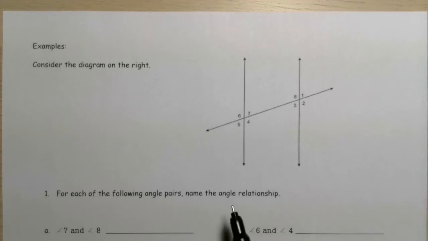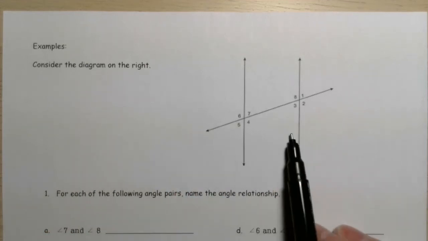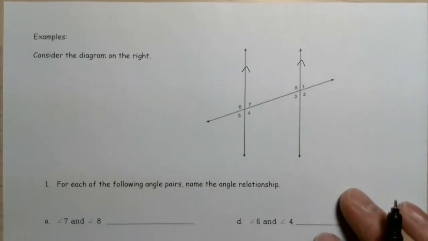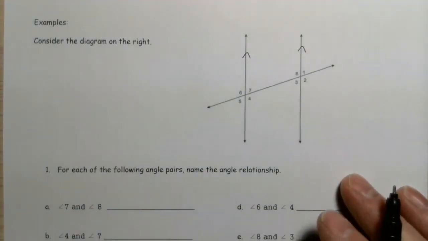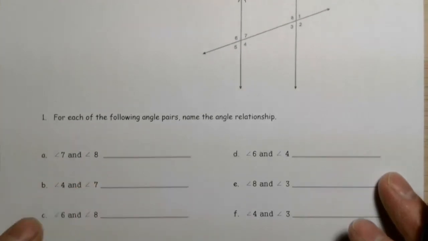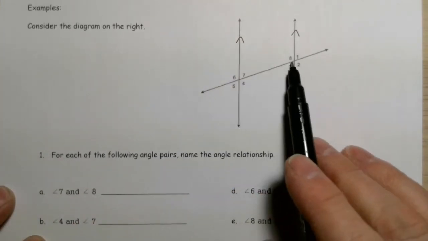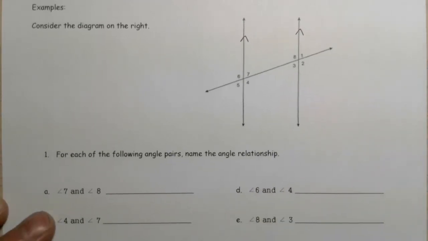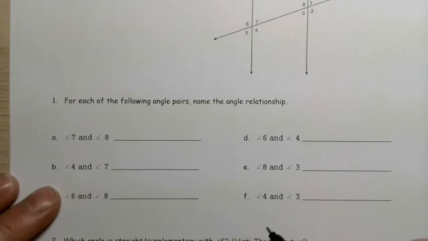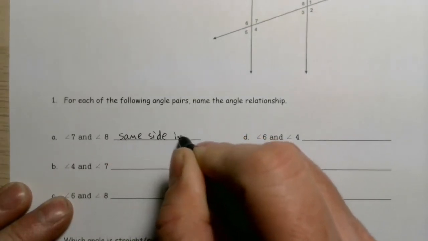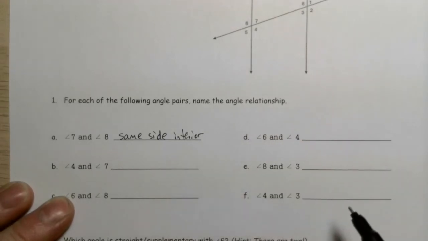In this question it says consider the diagram on the right. It doesn't specifically say that those are parallel, so let's make those little marks there so that we know they're supposed to be parallel. Then for each of the following pairs of angles, we're going to name the relationship. So angles 7 and 8. Notice that both of them are on the same side of the transversal, and they're both in between the two parallel lines. So these are what we call same side interior, or consecutive interior.